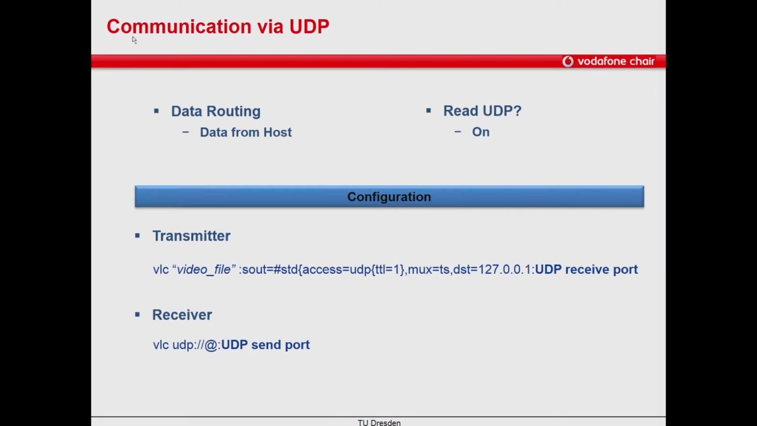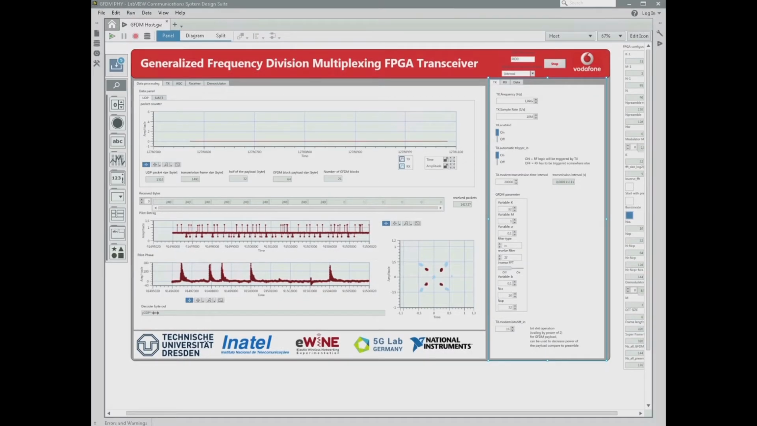In order to work with communication via UDP, we need to configure the transmitter and the receiver. Here we have the commands we need to execute, but let's do it on the GFDM transceiver. Here we have the GFDM host.